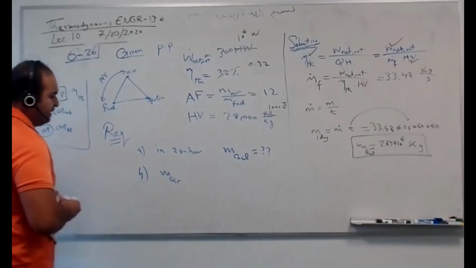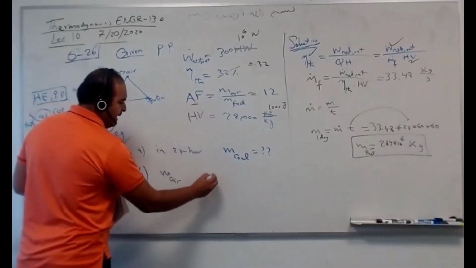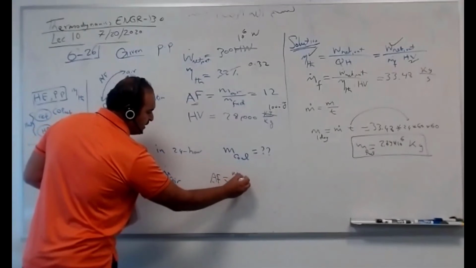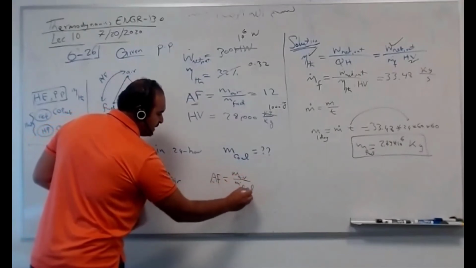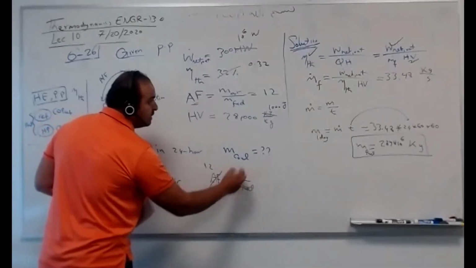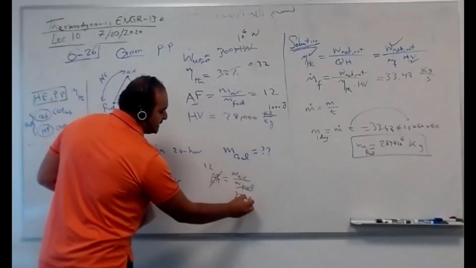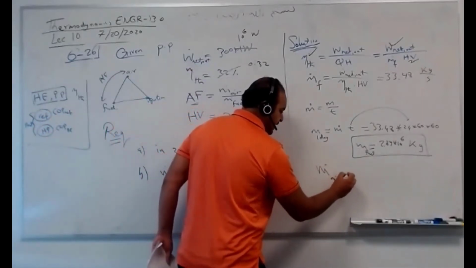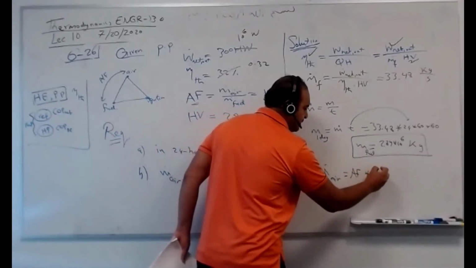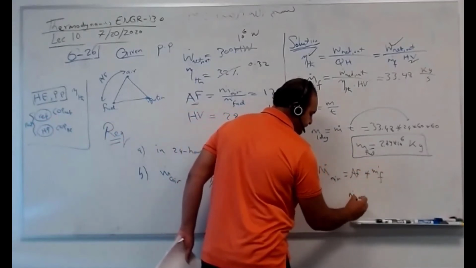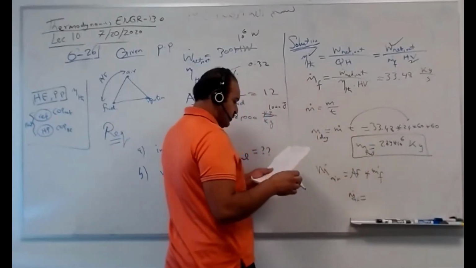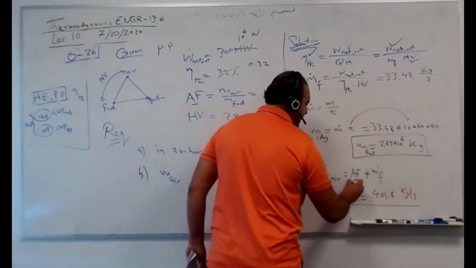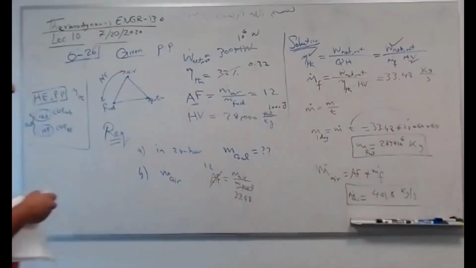M dot air, because we have the air to fuel ratio. It's air to fuel, AF, M dot air divided by M dot fuel. So we have this 12 and we have this 33.48 or 5. So you can get how much M dot air. M dot air is the air to fuel ratio times M dot fuel, which means 33 times 12 is 401.8 kilograms per second. Every second I want almost 400 kilograms of air.